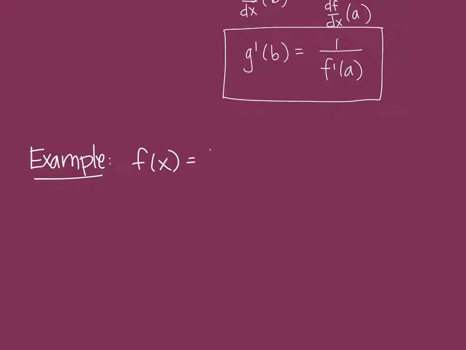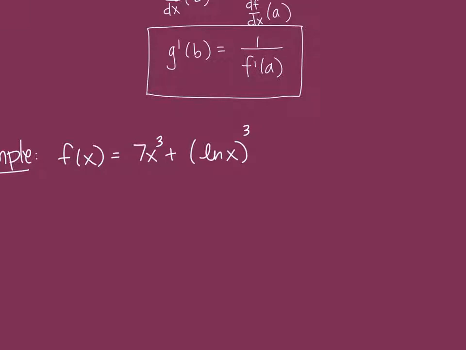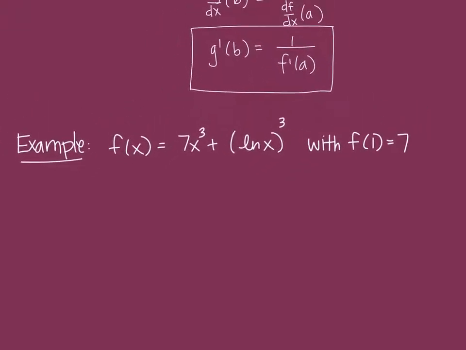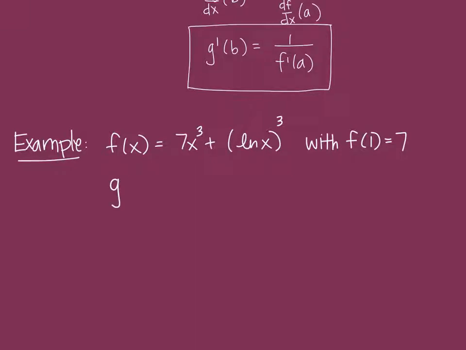So f of x is 7x cubed plus the quantity, the natural log of x, also cubed. And the point we're going to be looking at that actually works on that function is that f of 1, when I plug that in, equals 7. All right, g of x is defined as the inverse. And so we are going to be asked to find g prime of 7.